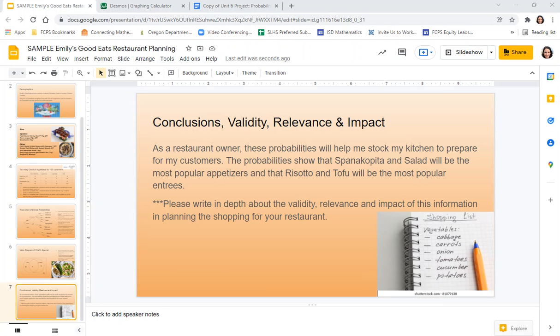So you should be ready to finish up your project. Make sure you check the project description in Schoology so that you can make sure you fulfill all of the requirements. Make your project look nice, have relevant pictures on it, have a conclusion, and then make sure that you write in depth about the validity, relevance, and impact of this information. And good luck.